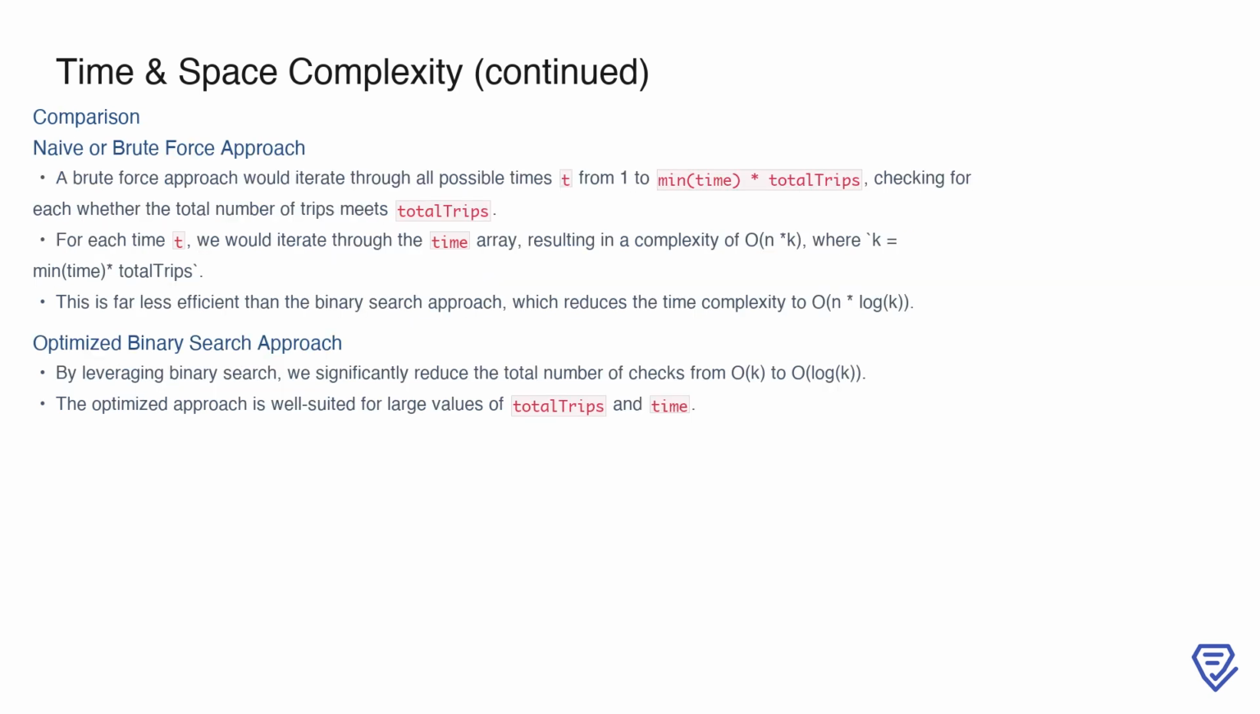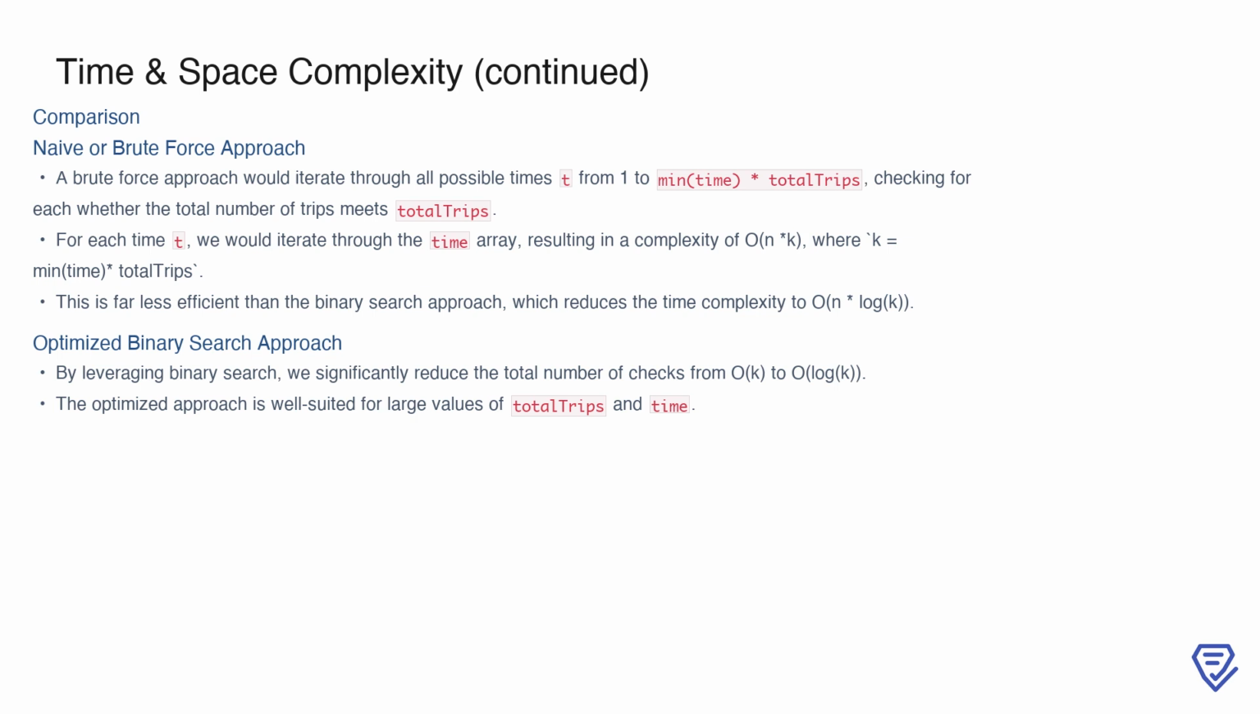To understand why this approach is efficient, let's compare it to a naive or brute force method. A brute force approach would iterate through all possible times t from 1 to min(time) * total trips, checking for each whether the total number of trips meets the required total trips. For each candidate time t, the algorithm would iterate through the time array to calculate trips, resulting in a complexity of O(n * k), where k equals min(time) * total trips. This is highly inefficient for large inputs.